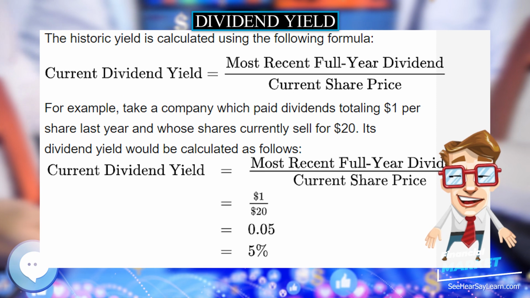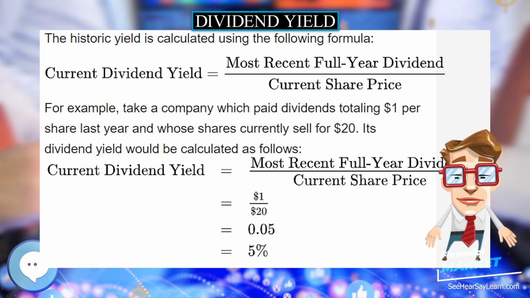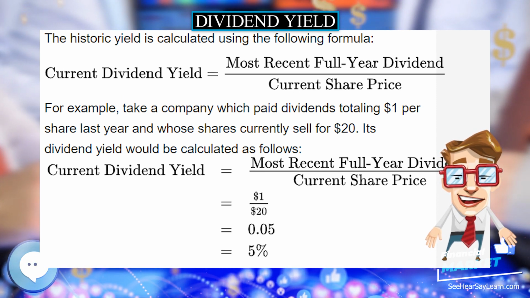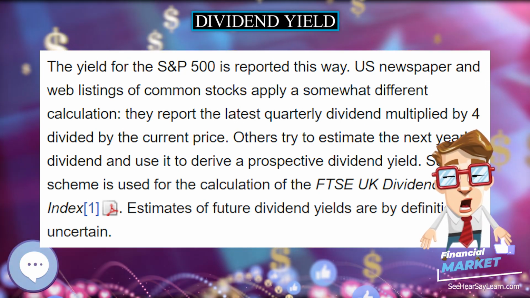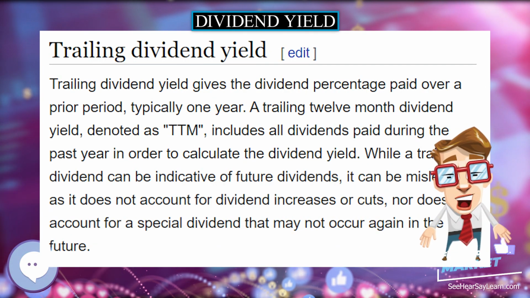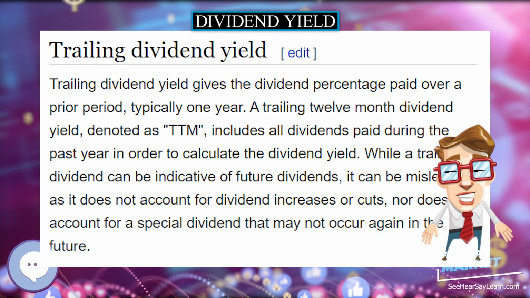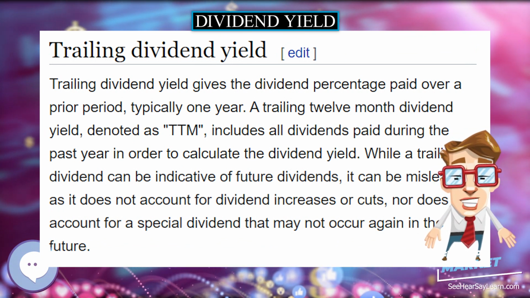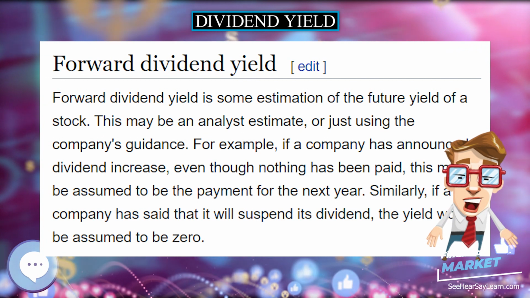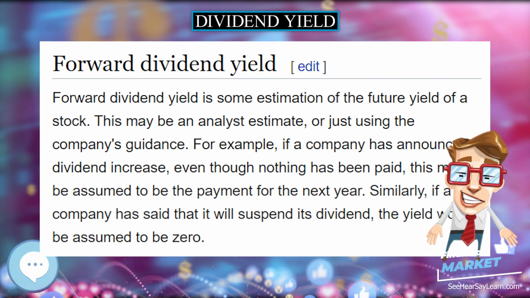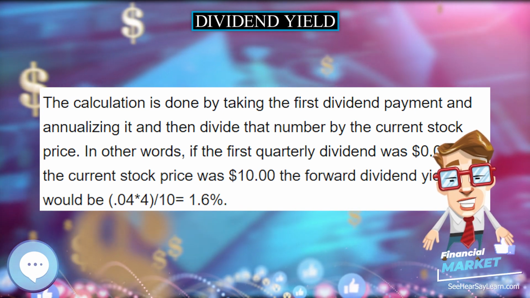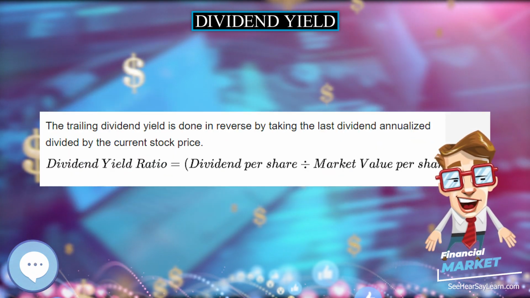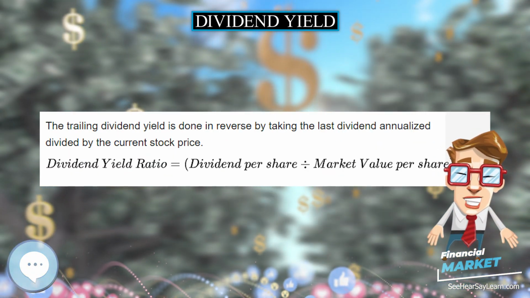The calculation is done by taking the first dividend payment and annualizing it and then dividing that number by the current stock price. In other words, if the first quarterly dividend was 4 cents and the current stock price was $10, the forward dividend yield would be 0.04 times 4 divided by 10, equals 1.6%. The trailing dividend yield is done in reverse by taking the last dividend annualized divided by the current stock price.